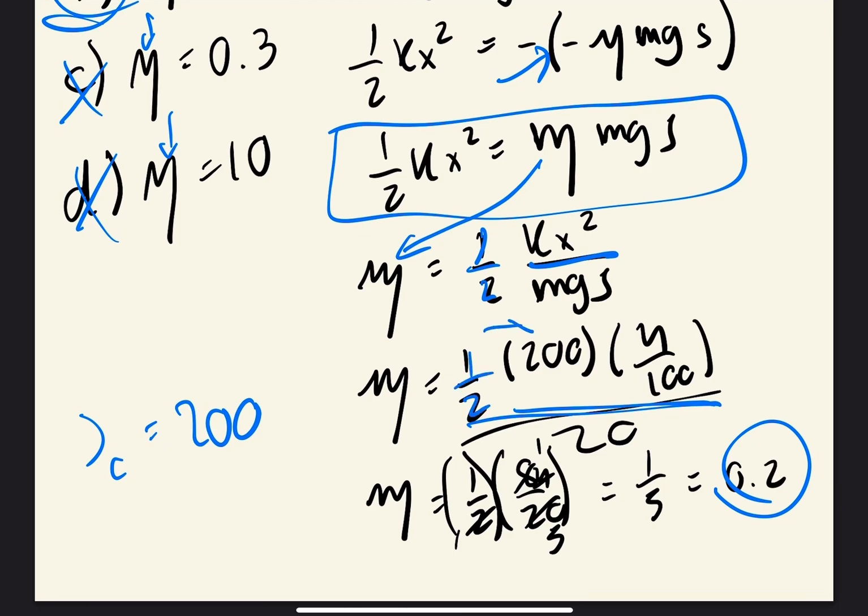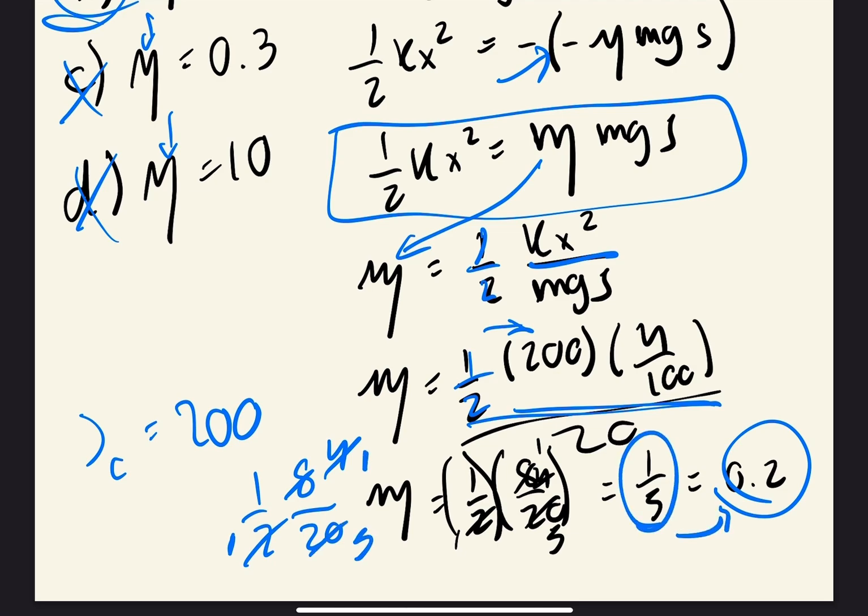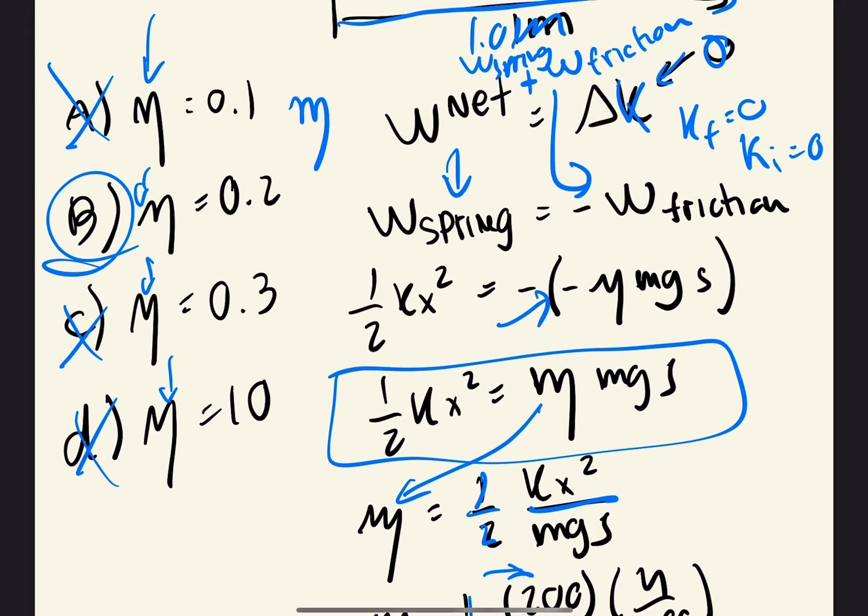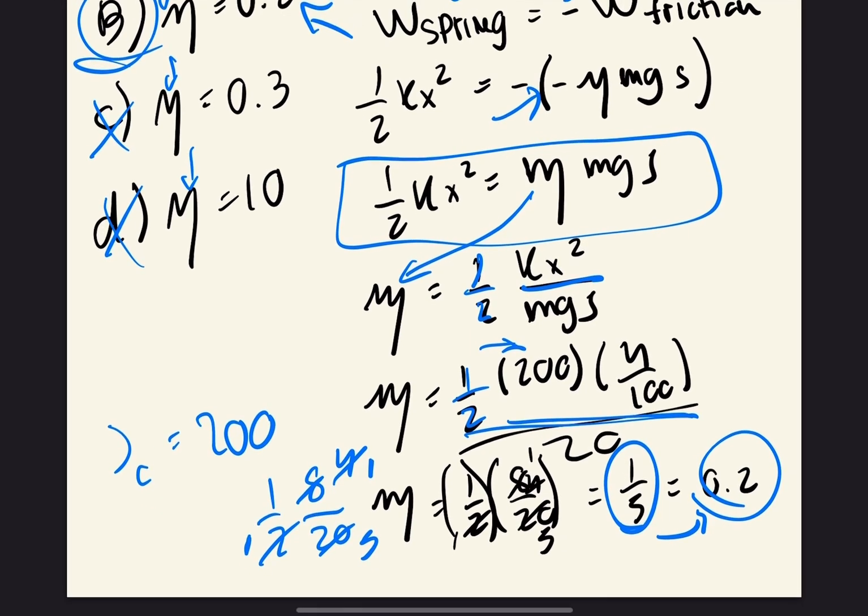By just solving the equation, we get one half times 8, 20, and then this becomes 1, this becomes 4, and then this becomes 1, and this becomes 5, and then we have 1 over 5, and that is equal to 0.2, which is one of the answers here. It's equal to B. So that is the whole explanation.